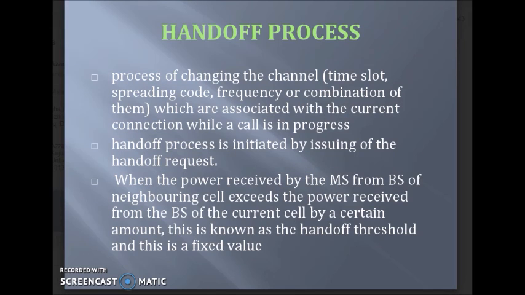Handoff process. The process of changing the channel, time slot, frequency, or a combination of them, which are associated with the current connection. A handoff process is initiated by receipt of the handoff request, when the power received by the MS from the BS of the neighboring cell exceeds the power received from the BS of the current cell by a certain amount. This is known as the handoff threshold, a fixed value.